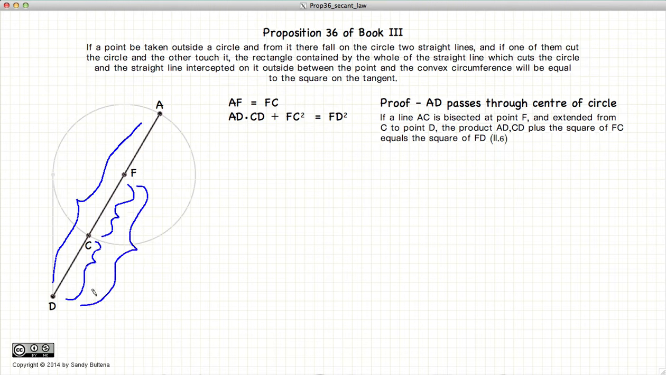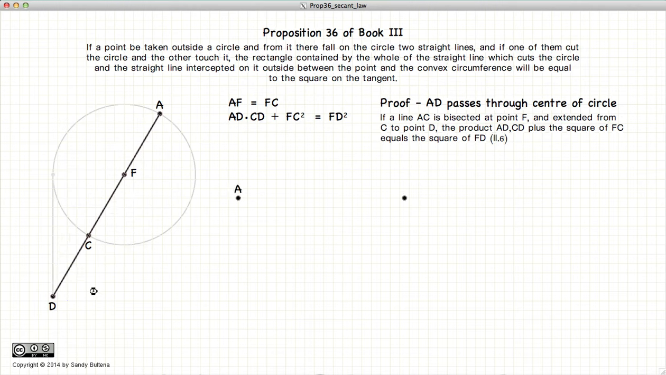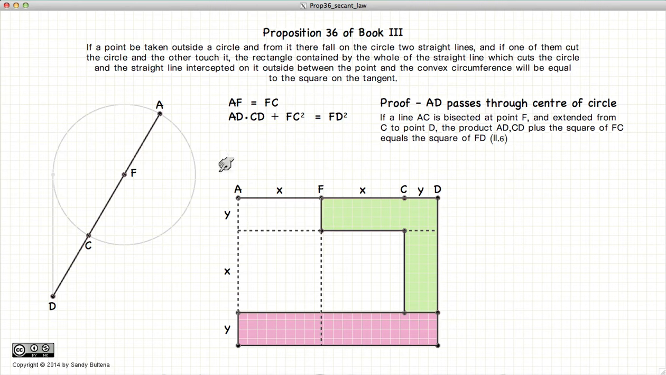Now I realize it may be a long time since you've looked at Proposition 6 of Book 2 or not looked at it at all, so I will just recap it for the moment. So here we have our points A, F, C, and D. AF is equal to FC. If we look at this rectangle right here, this is AF times CD, or X times Y. This distance here is X, and this little bit is Y. So this rectangle is also equal to XY.